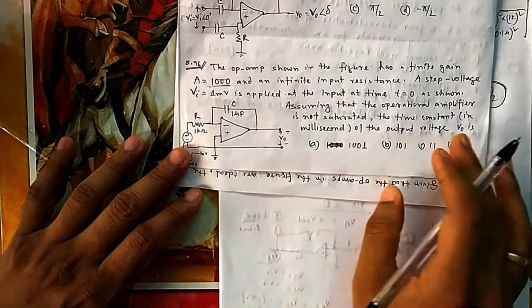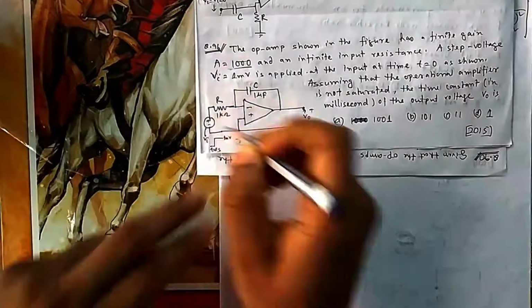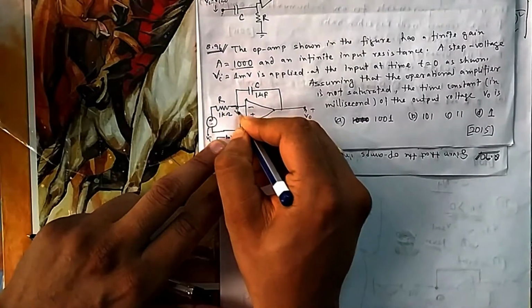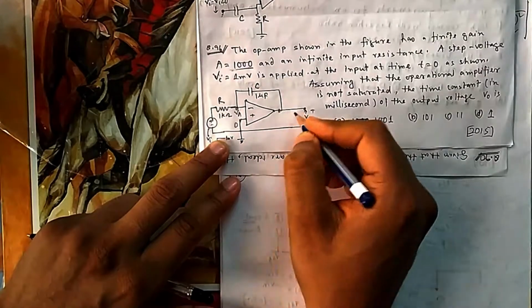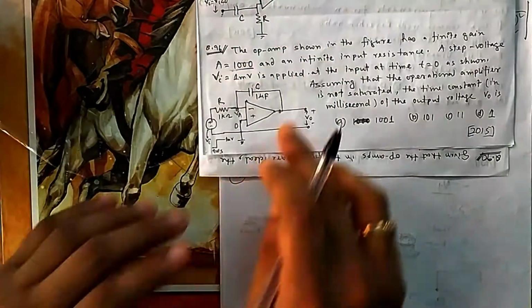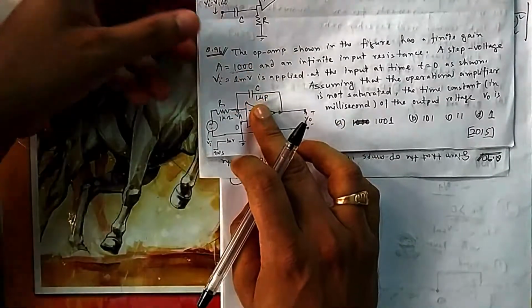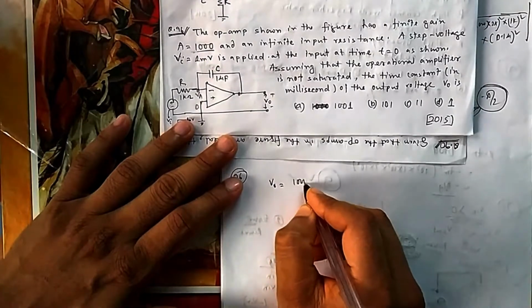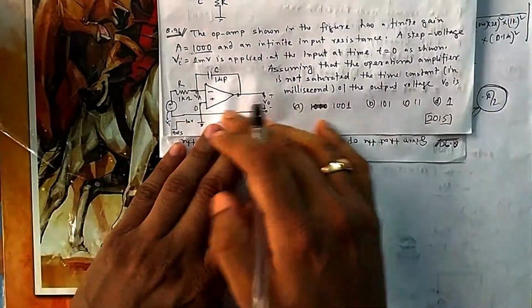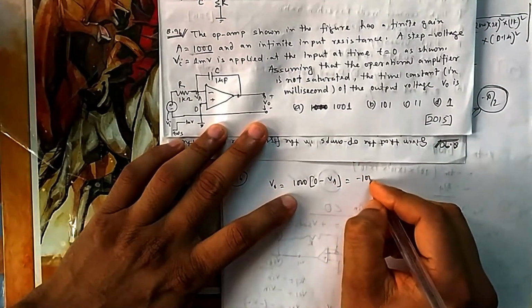That is A. So if you draw it, your figure will look like this. Suppose this is a potential VA, and this is at 0. So what will be the output V0? You can write it now, because V0 will be the difference of these multiplied by 1000. So your V0 will be equal to 1000 multiplied by 0 minus VA, that is non-inverting minus inverting. So this is your V0.